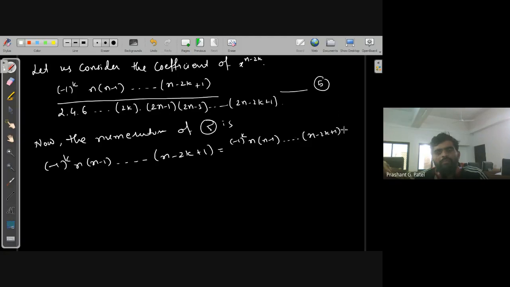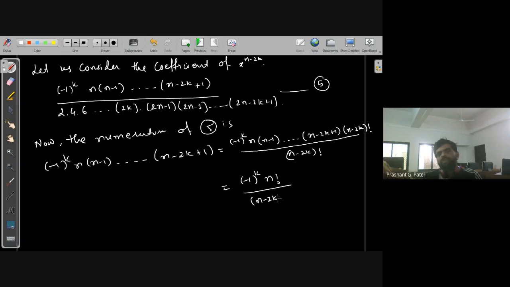What will be the next step? I'm just multiplying and dividing by n minus 2k factorial here. Since if you multiply and divide by n minus 2k factorial, we will have minus 1 raised to k, n factorial upon n minus 2k factorial. We call this the sixth expression.